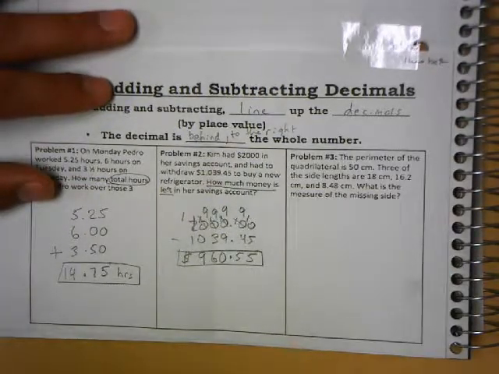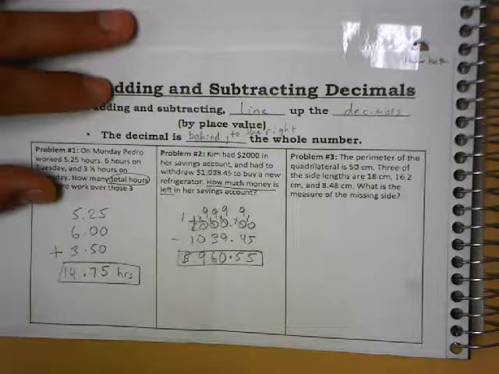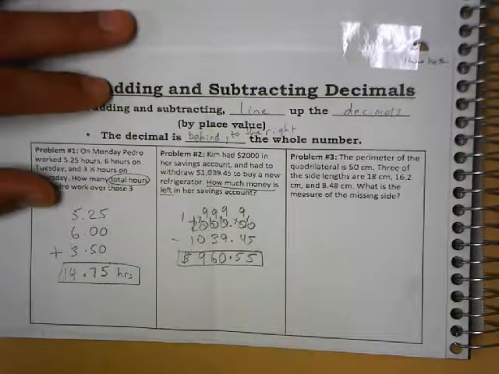Number 3. The perimeter of the quadrilateral is 50 centimeters. 3 of the side lengths are 18 centimeters, 16 2/10 centimeters, and 8 48/100 centimeters. What is the measure of the missing side? Quadrilateral is a 4-sided figure. Perimeter tells us it's the distance around the outside of the quadrilateral.